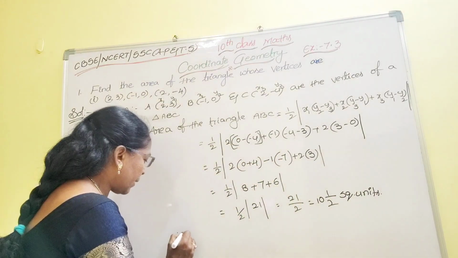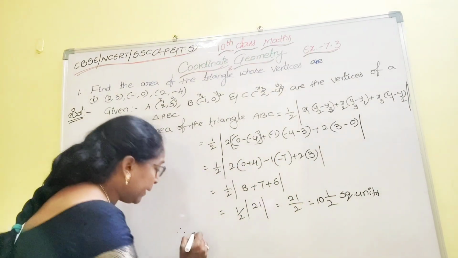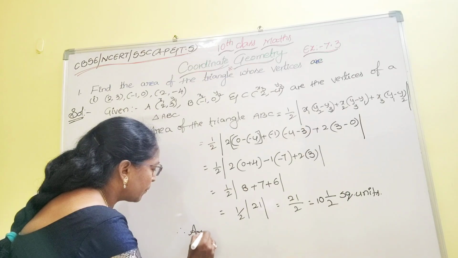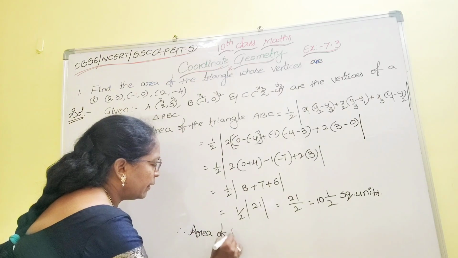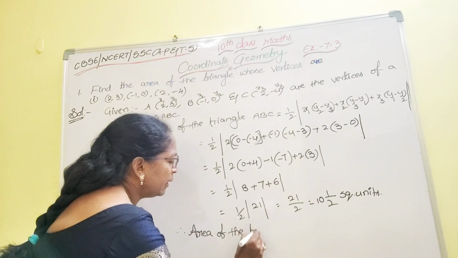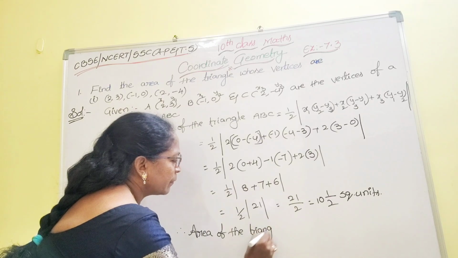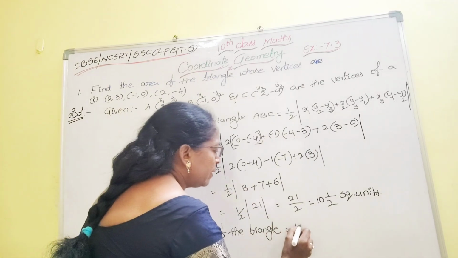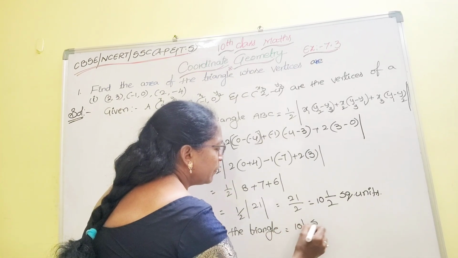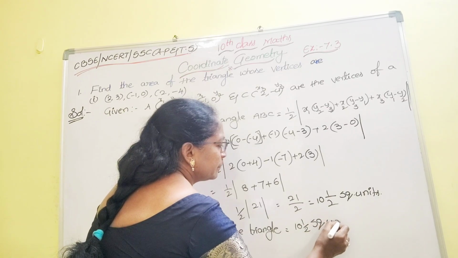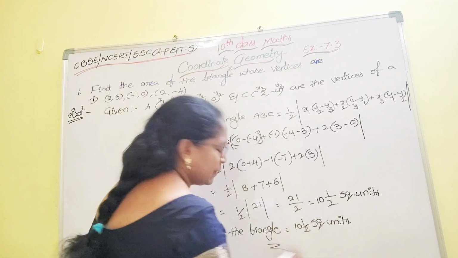Last step you have to write down always. Therefore, area of the triangle equals 10.5 square units. This is the answer.